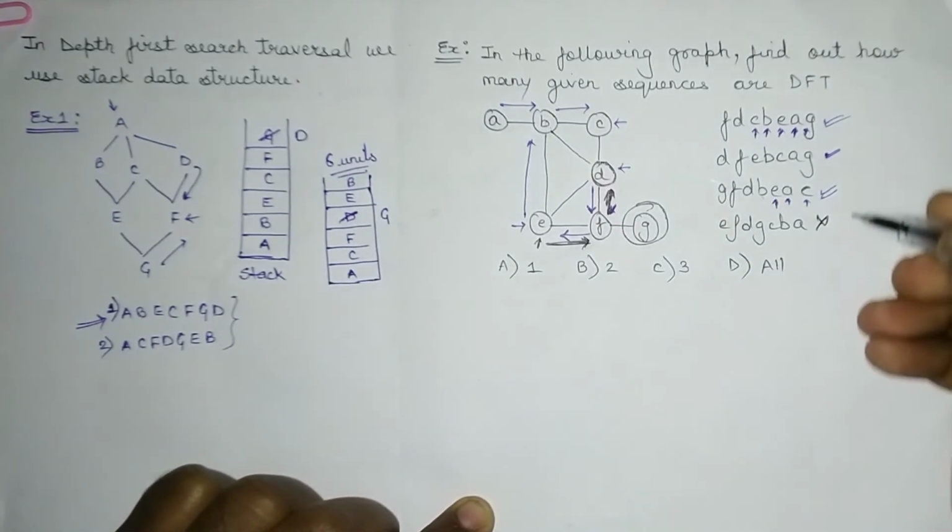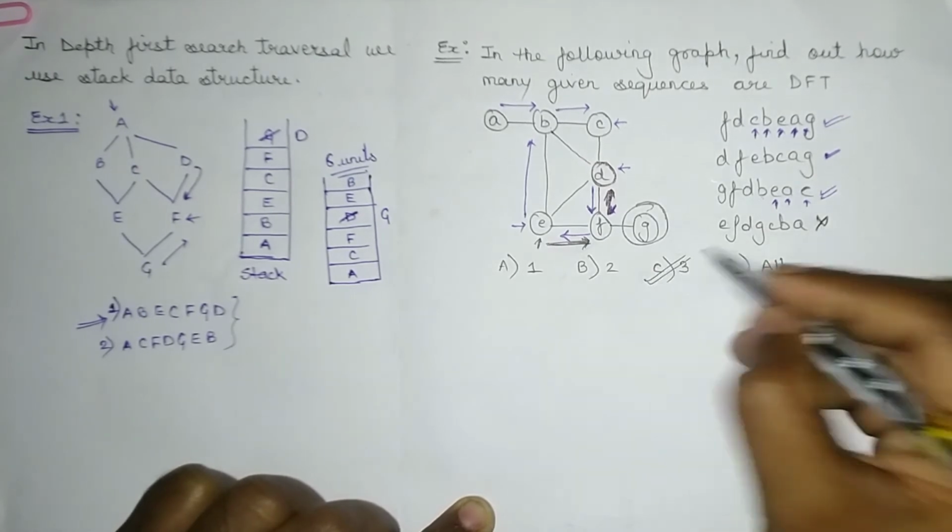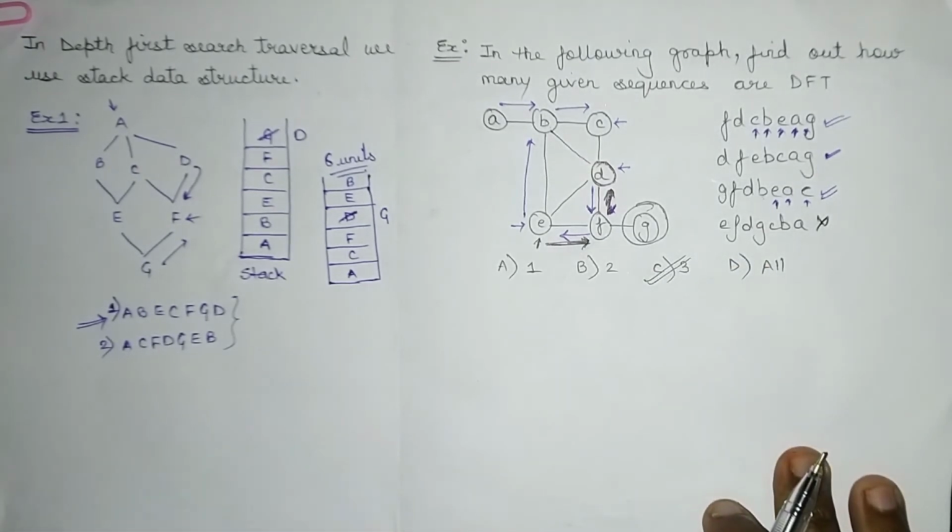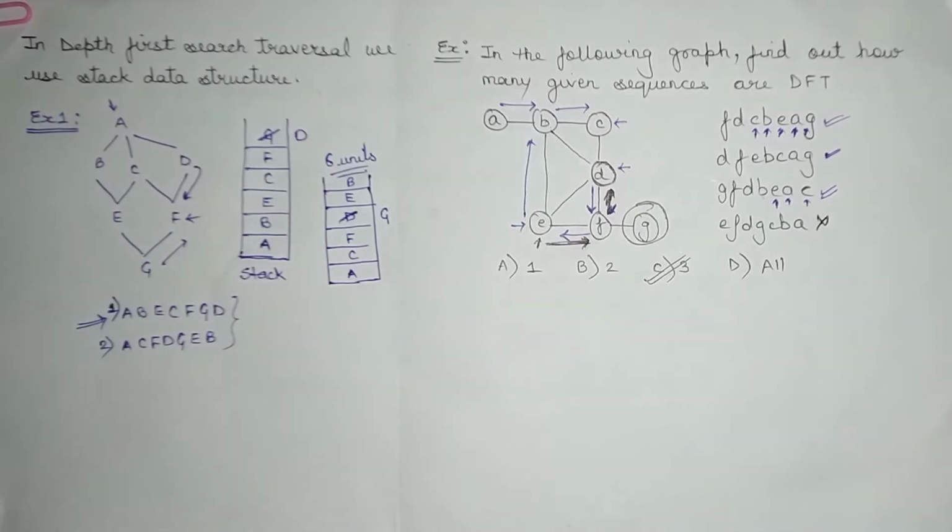So how many of these sequences are right? 3. This will be the right answer. This is how you can solve questions on depth first search traversal. In case there is any difficulty, just let me know so that I can provide you the solution for that as well.